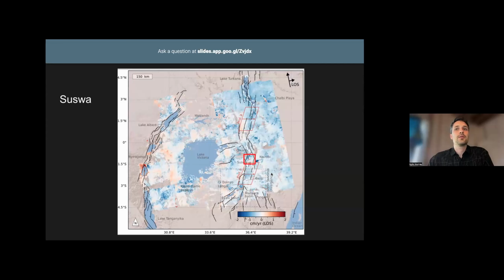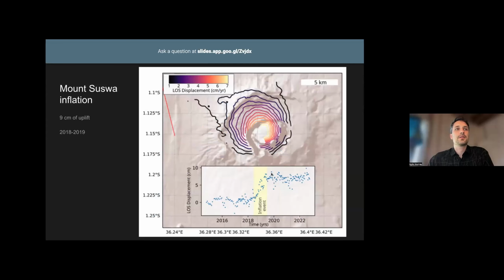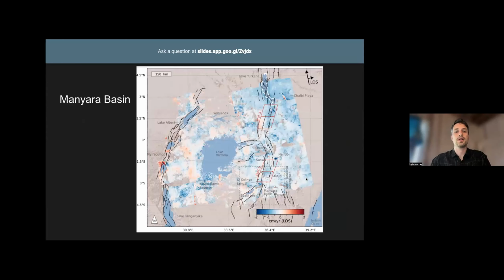And then moving back over to the eastern branch, Mount Suswa, we can now fully bracket this 2018 to 2019 inflation event, which produced about 9 centimeters of uplift. And our continuous record from our Sentinel data provides a definitive timeline for this transient event, showing that it stabilized after 2019.